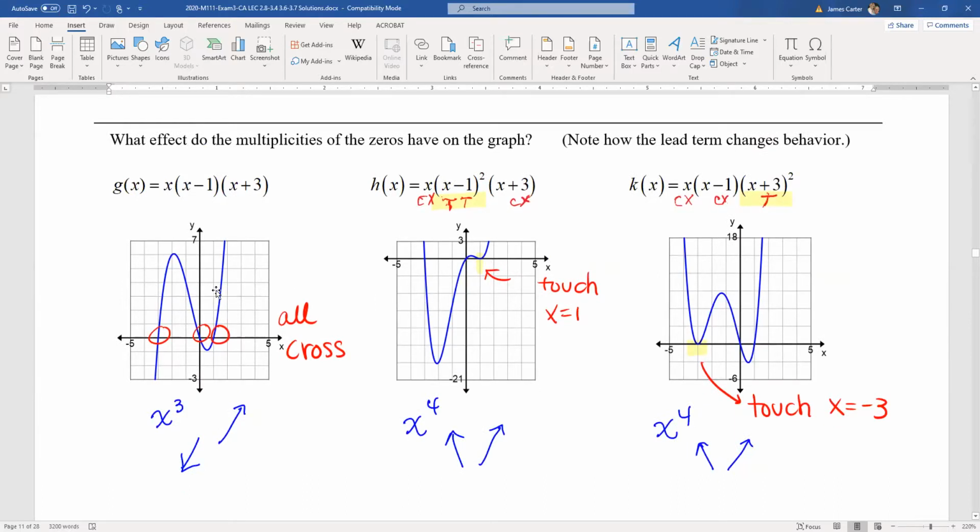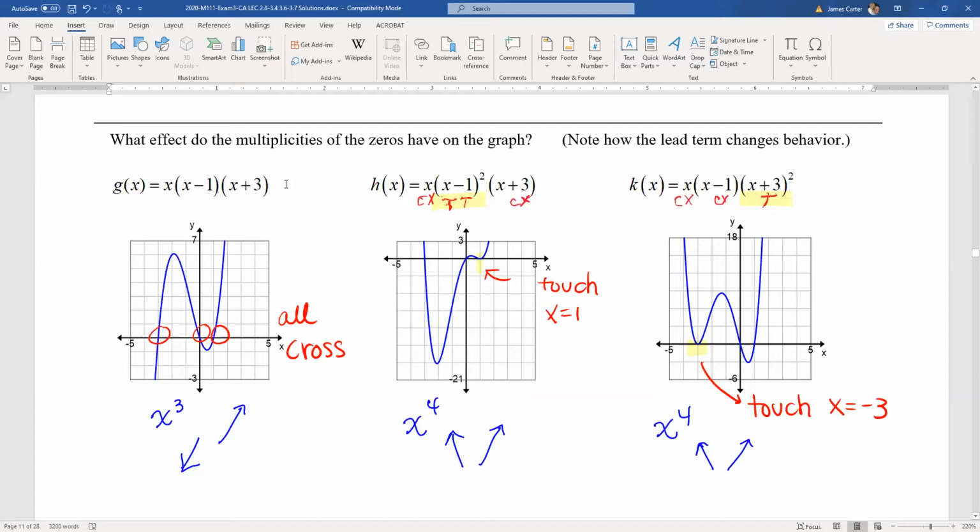Now, what do they have on the graph? 0, multiplicity 1, so it's crossing. 1, multiplicity 1, so it's crossing. Negative 1, negative 3, I mean, right here, and it's crossing.